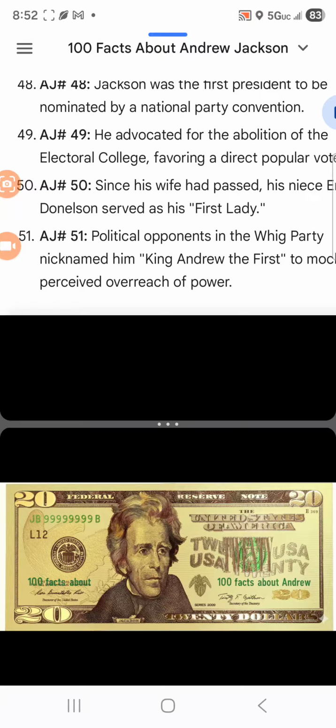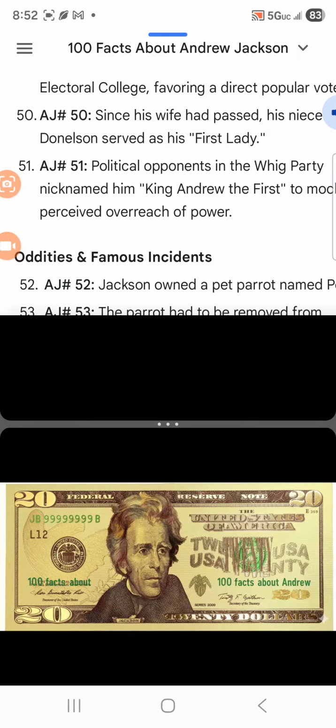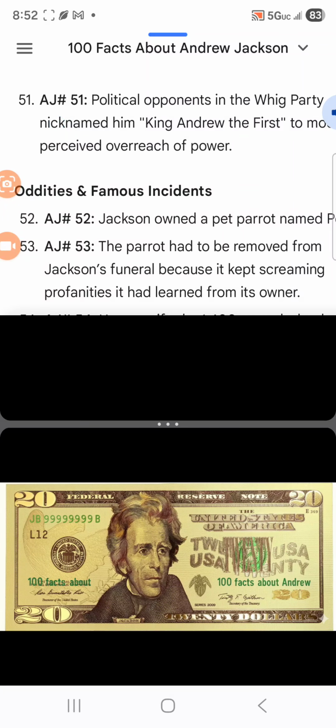51. A.J. number 51. Political opponents in the Whig Party nicknamed him King Andrew I to mock his perceived overreach of power. And another thing that connects him with Abraham Lincoln, maybe I'm going to do a video on how similar he is to Abraham Lincoln, but they called Abraham Lincoln King Africanus I, to insult him by calling him an African, because back then being called black or African was like the biggest insult.